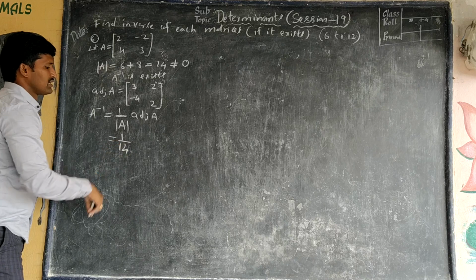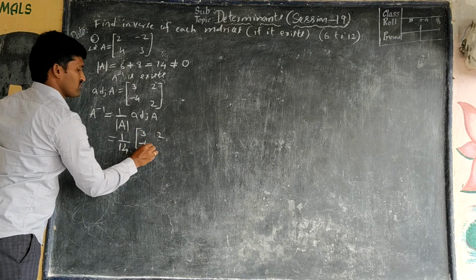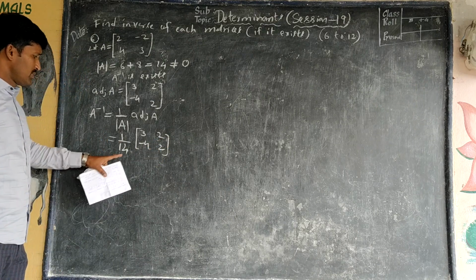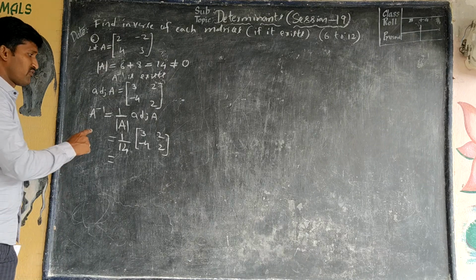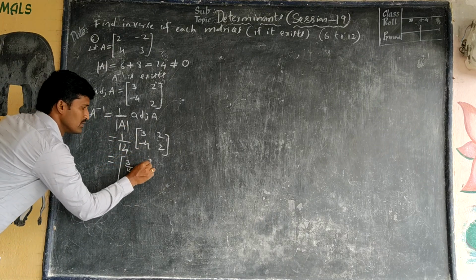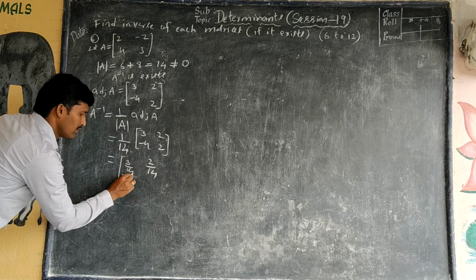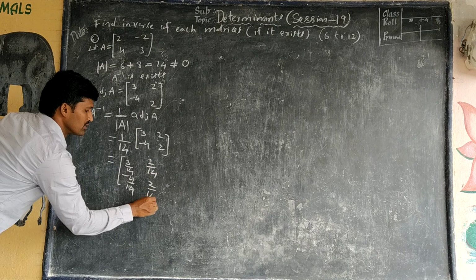What is the delta A value? 14. Into the adjoint A matrix: 3, 2, minus 4, 2. The 1 by 14 means we can divide this 14 inside. For a matrix we need to apply it to every element: 3 by 14, 2 by 14, minus 4 by 14, 2 by 14.